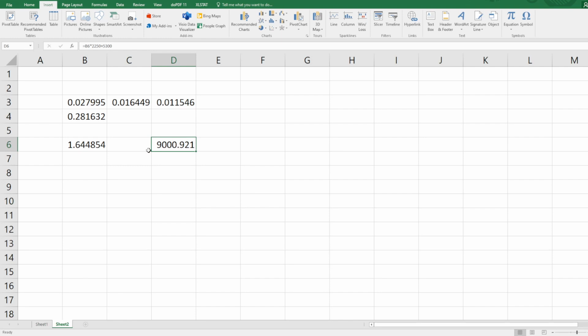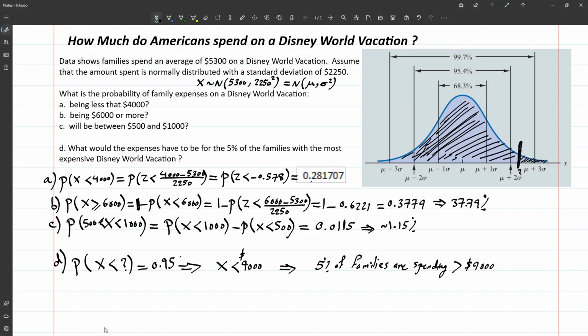All I wanted to highlight is that if you use tables from the textbook, you end up with a z-value of roughly 1.6449, and when you use that in the conversion process, you get back to the $9,000 we computed here. That concludes this example, and hopefully it's a good illustration of how you can use Excel functions and the normal distribution to compute probabilities.